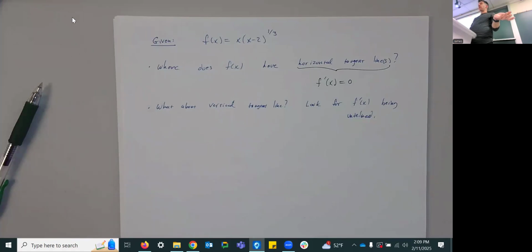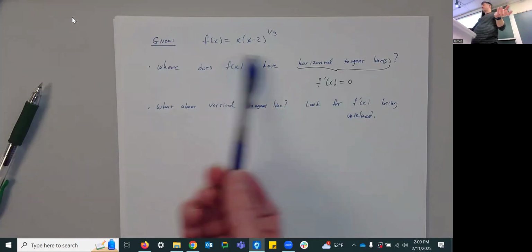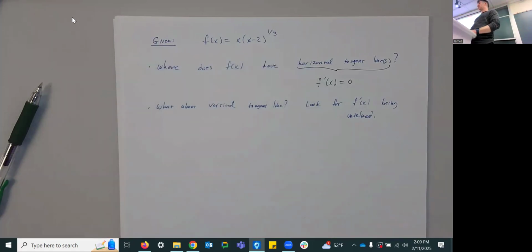I will point out that the original function itself is defined everywhere. x times (x minus 2) to the 1/3, but you can always take a cube root of any positive or negative number. So this function has a domain that's everything. It's continuous. It might not be differentiable everywhere, but it certainly is continuous. So let's go ahead and find its derivative.